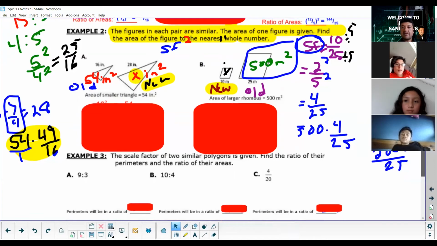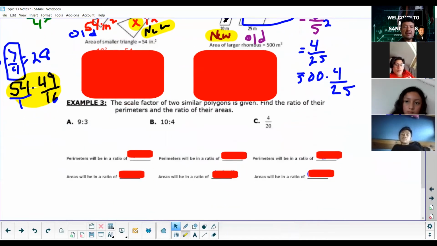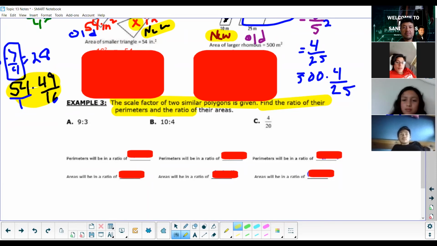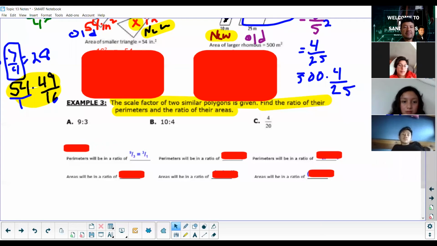Now let's go ahead, Celeste. Go ahead and read example 3. Example 3. The scale factor of 2 similar polygons is given. Find the ratio of their perimeters and the ratio of the areas. Okay, good. So for each of these, on this one, you just have to reduce it. So Celeste, what is 9 over 3 reduced? 3, because 9 divided by 3 is 3. Yeah. Well, it'll just be 3 over 1, right?